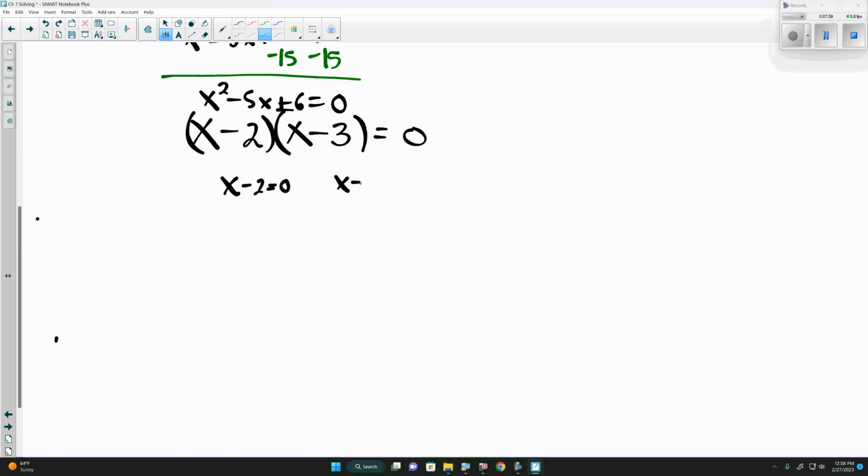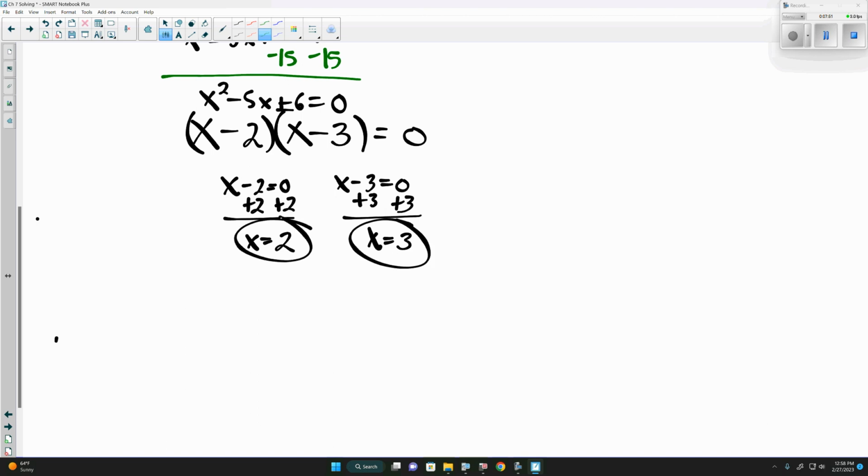At this point, we would set them both equal to 0. Solving would tell us x is equal to 2 or 3. Are either one of these restrictions? Nope. So both of those work.